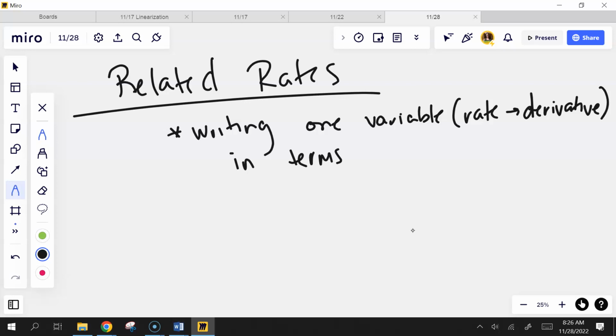In terms of, and remember, in terms of means using only one other value or variable. So in terms of one or more other rates. So we'll practice with that a little bit first before we get into the actual related rates. But that's why it's called related rates. We're relating one rate to another, writing one in terms of the other, and then solving for what we need to solve for.